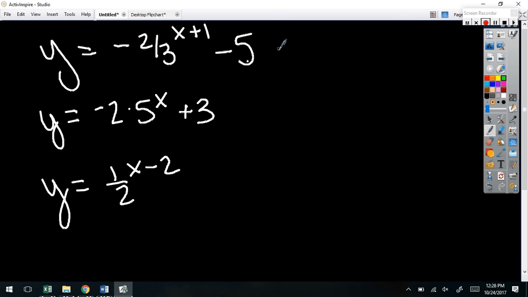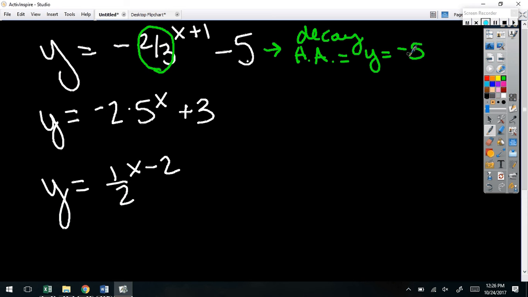The first thing I asked: is it growth or is it decay? Why? Less than 1 here. Ignore the negative. The negative is A. That means your A is negative 1. So I know it's decay because my base is less than 1. What is the horizontal asymptote? Negative 5. Be confident. I should put that. Negative 5.